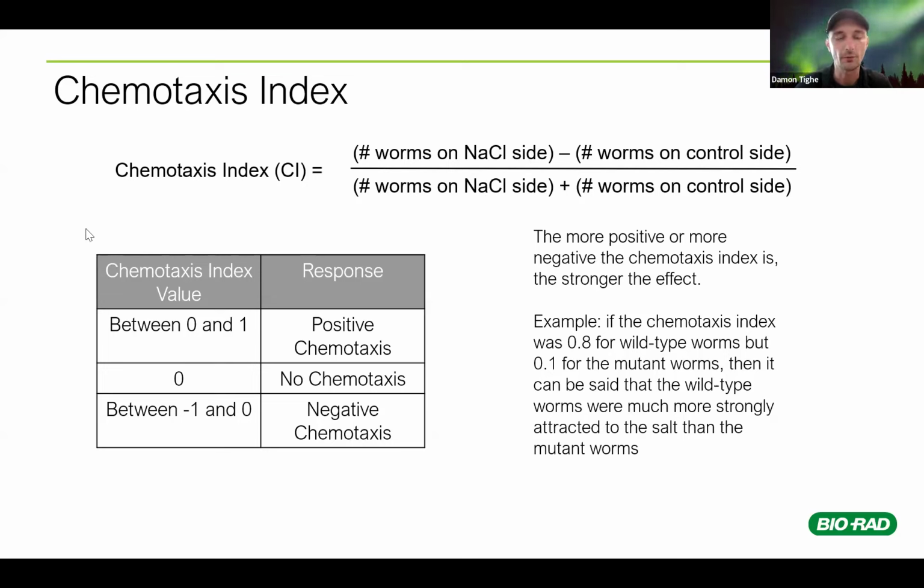And so what you're looking for them to be able to generate is basically, is there a positive chemotaxis, or is there a negative chemotaxis, or is there no chemotaxis? And typically what you'll see with this lab is the wild types will give you a positive chemotaxis, so a value above 0 and below 1. And the mutant worms will usually give you close to no chemotaxis, so kind of like 0.2 to 0 to minus 0.2 or so.